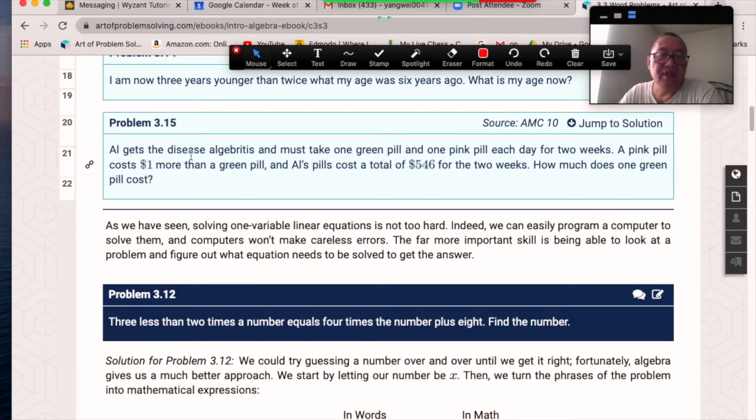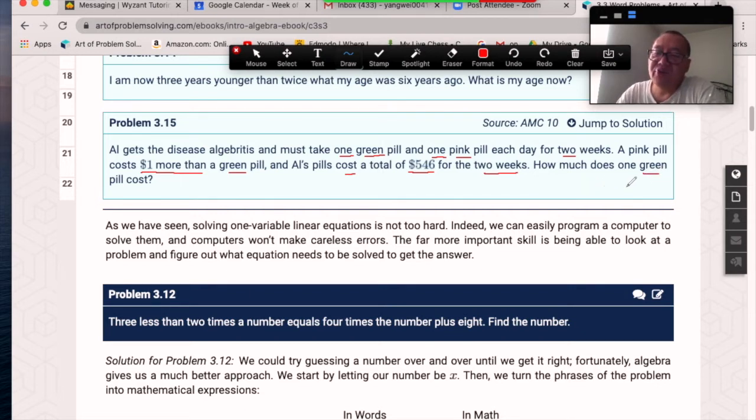Al gets the disease algebritis and must take one green and one pink pill each day for 2 weeks. A pink pill costs $1 more than a green pill, and Al's pills cost a total of $546 for 2 weeks. Then how much does one green pill cost?